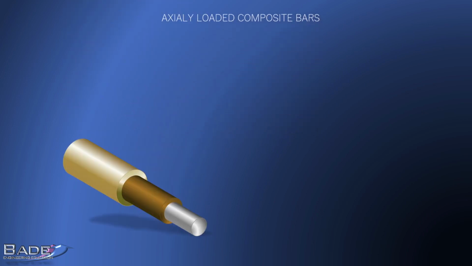Here is one example of an axially loaded composite bar. The bar is made of three different materials having different cross sections, and these bars are connected to each other coaxially and rigidly. This is an example of a bars in series composite bar.